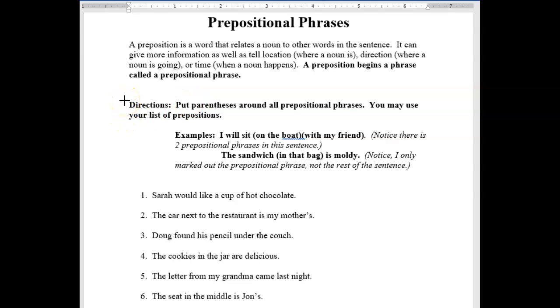Directions. Put parentheses around all prepositional phrases. You may use your list of prepositions. So let's look at my examples here that I've put. I will sit on the boat with my friend. Notice there are 2 prepositional phrases in this sentence. And do you see the first word is, whoops, I want yellow here. Don't want to black this out. My first preposition is what? On. So on the boat is what I have parentheses around.